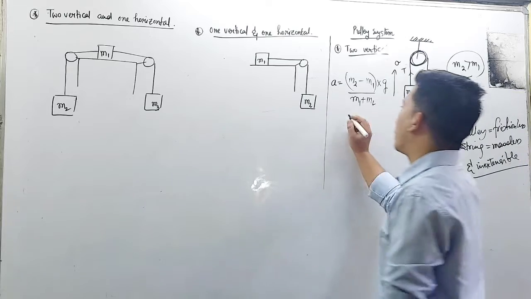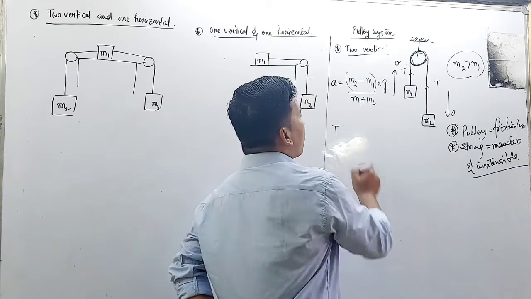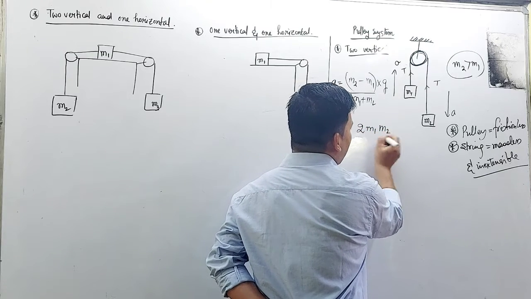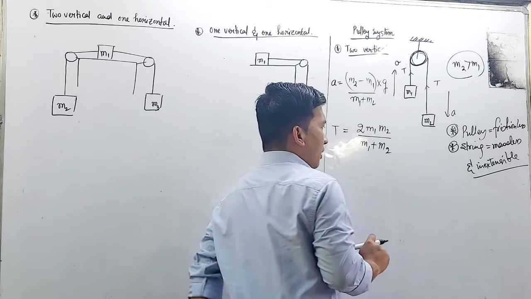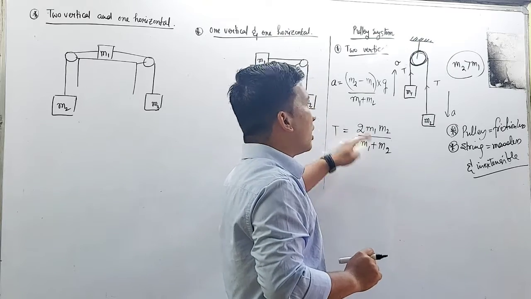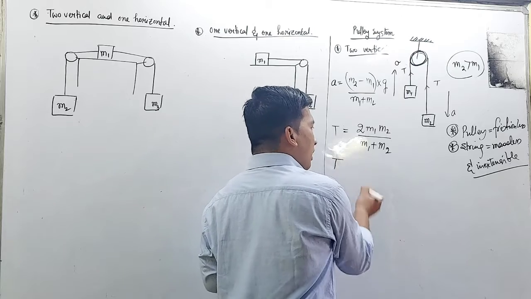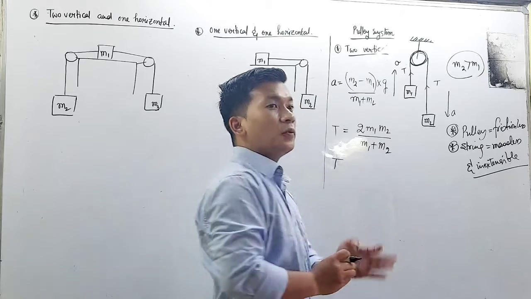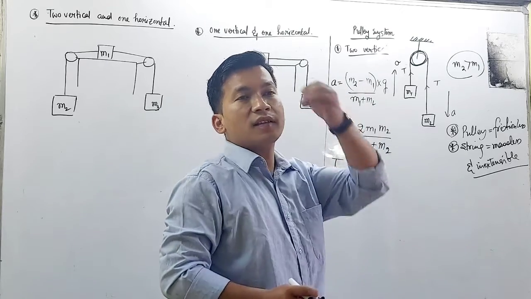Next, the tension T. From the formula point of view, this is twice M1 M2 divided by M1 plus M2. This is the direct formula. You can also skip this direct formula, since tension T can be easily calculated by knowing our common acceleration. If you find the common acceleration, then the tension is very easy.